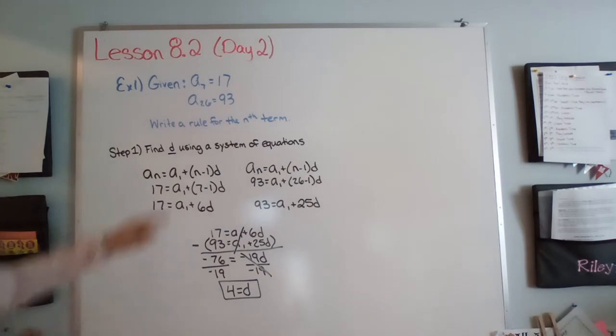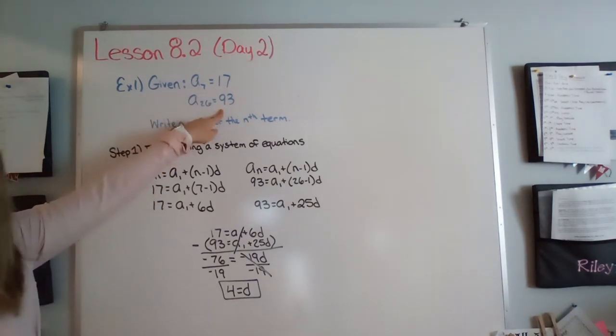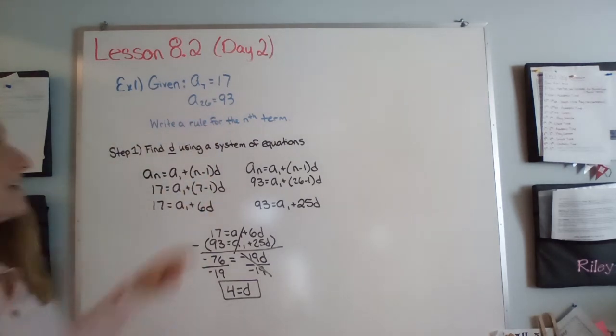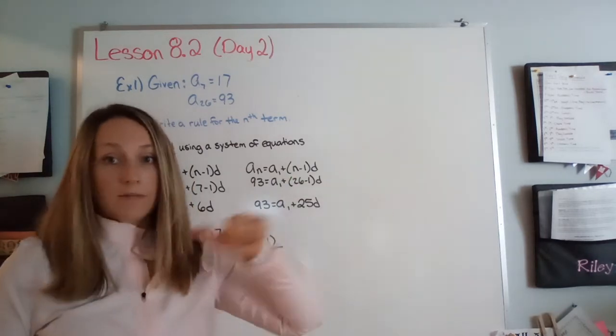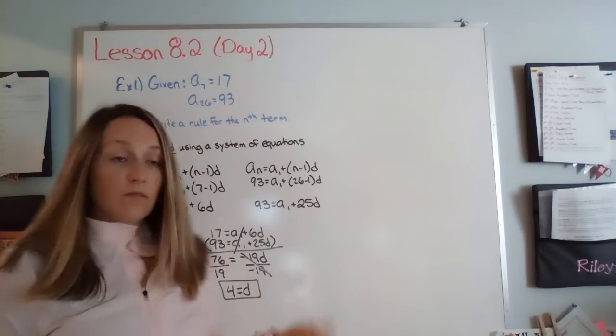So I know my 7th term is 17, my 26th term is 93, and my common difference is 4. If the 7th term is 17, you can work backwards and keep subtracting 4 until you get back to the first term, but that's going to take longer than what I'm going to show you.